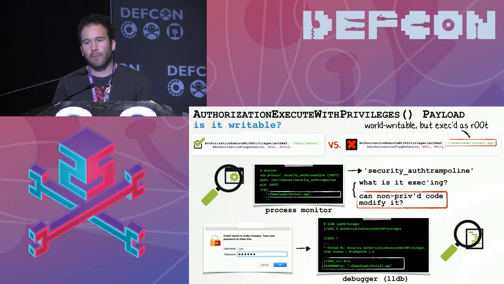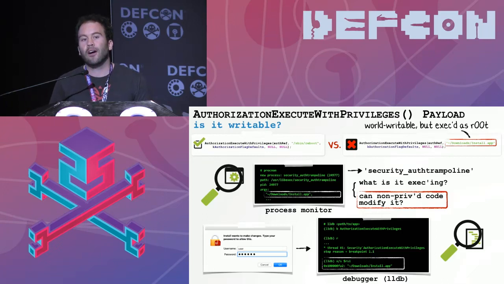In order for something to be exploitable, what AuthorizationExecuteWithPrivileges is about to execute has to be writable, modifiable, and infectable by the local non-privileged code. Turns out, though, this is pretty much always the case. So the question is, how do we tell that what is about to be executed as root is accessible by this local unprivileged code? First, what is this going to execute, and then is this writable?